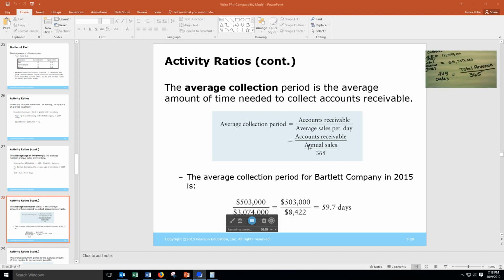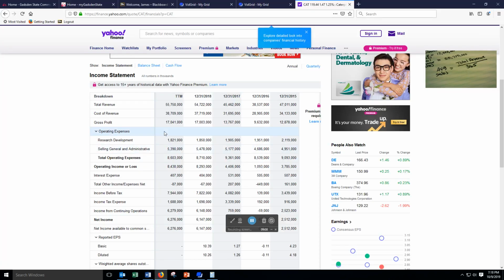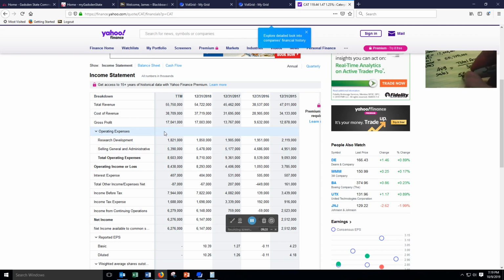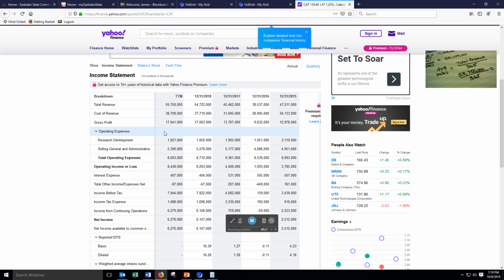So when we look at the numbers here, total revenue for Caterpillar, I'll go to the Yahoo Finance page, is $55 billion, $750 million. Remember, these are in thousands. Divided by 365. And we're going to get average sales per day.